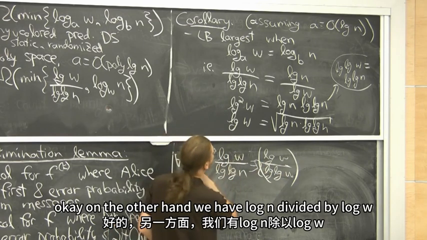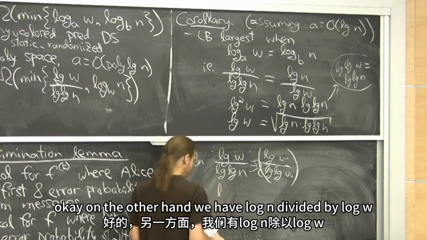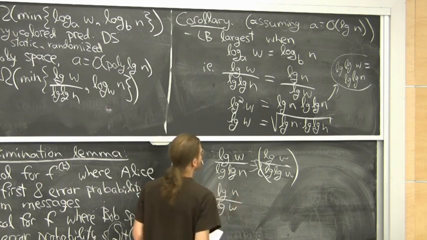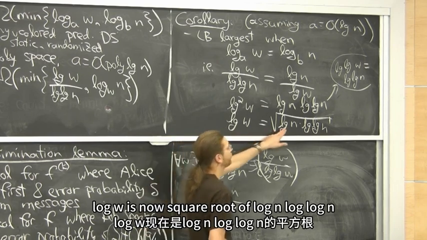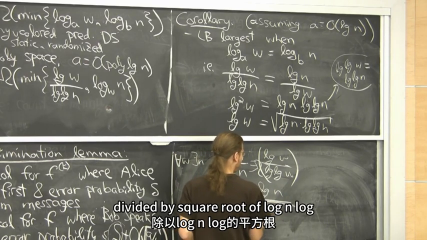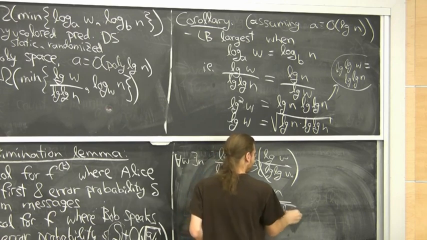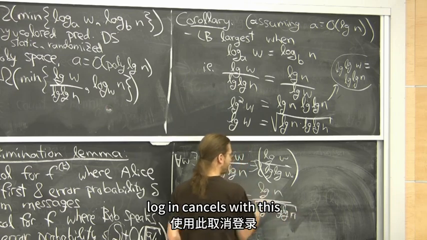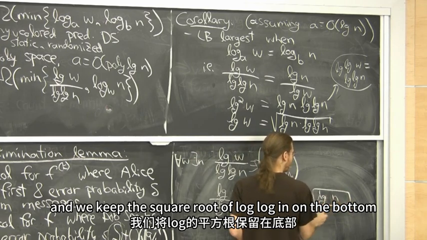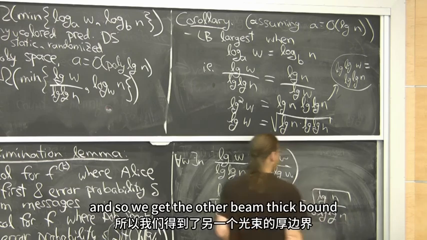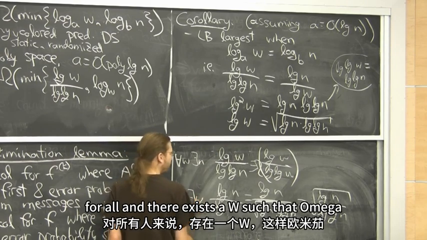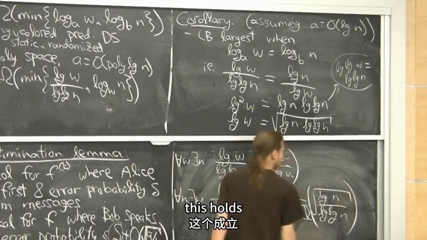Okay, on the other hand, we have log n divided by log w. Log w is now square root of log n log log n. So this is log n divided by square root of log n log log n. So the square root log n cancels with this. We end up with square root of log n on the top, and we keep the square root of log log n on the bottom. And so we get the other beam-thick Zhao bound. For all n, there exists a w such that omega, this holds.